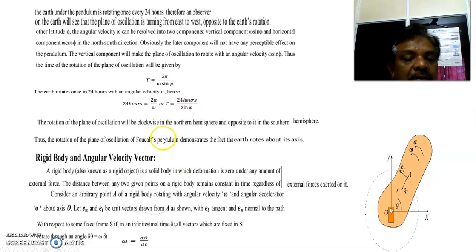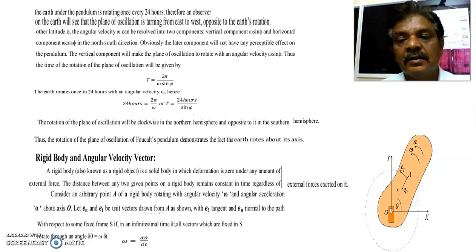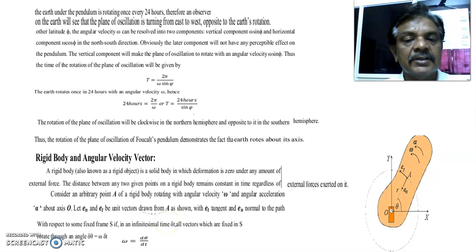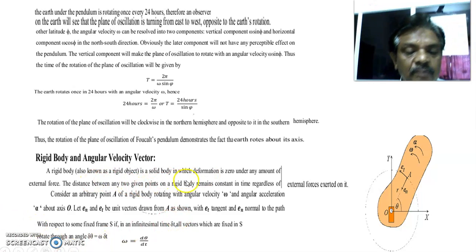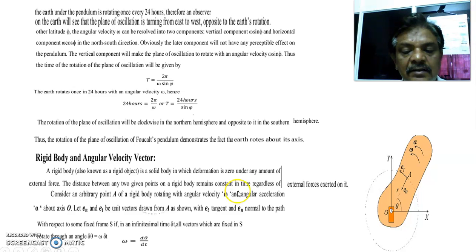Right. Next, coming to the rigid body and angular velocity vector. A rigid body is a body which does not change its shape or undergo any deformation, however much force is applied on it. A body which does not deform under any high amount of force is called a rigid body. Deformation means the size or shape changes; a body whose size and shape do not change under any amount of force is called a rigid body.